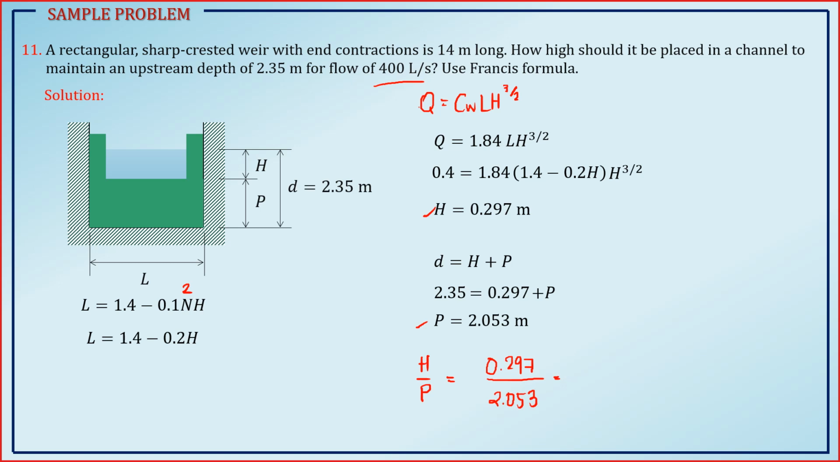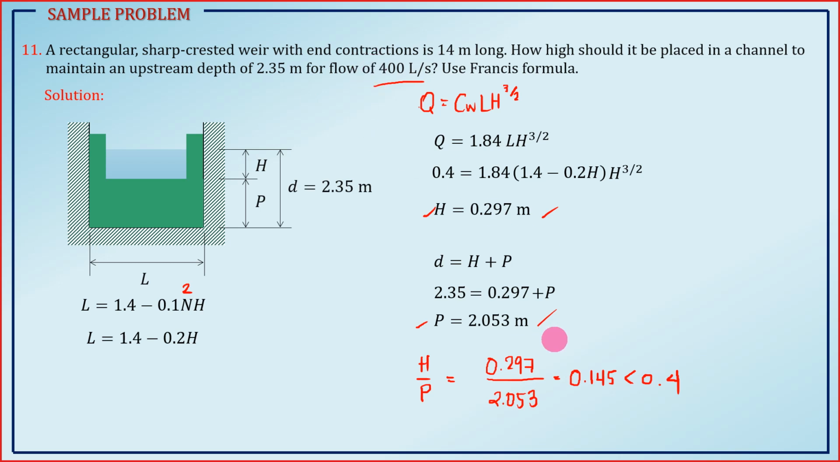Ayan. 0.145. So, yan yung na-calculate yung value ng ratio natin. So, this value ng ratio ng H over P is less than 0.4. Meaning, yung mga values ng H and P natin na solve is okay. Ayan. So, ano ba ang tanong? Ang tanong is, how high should it be placed in a channel to maintain an upstream depth na 2.35?